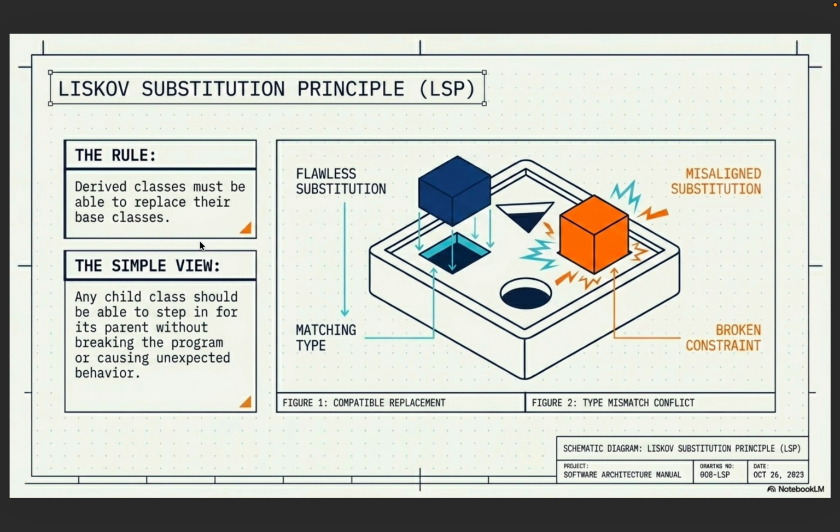Next is L, the Liskov substitution principle. The rule is derived classes must be able to replace their base class. Suppose somebody says, we will give you a car. What is your expectation? Our expectation is it can move, it can transport, right? Now imagine they have given a broken car. Technically it is a vehicle, but it is not meeting our expectation, right? That is what happens in software too.